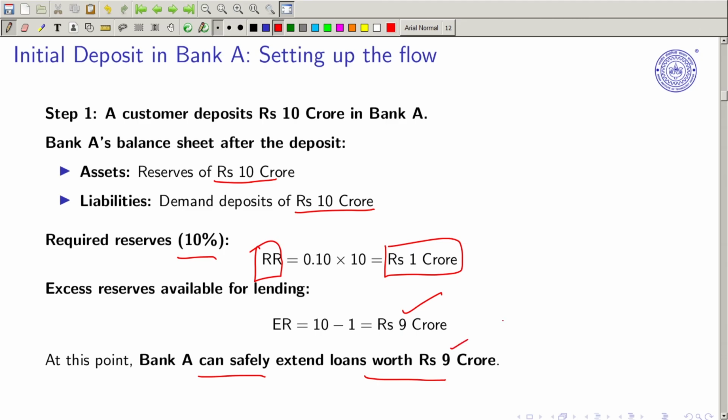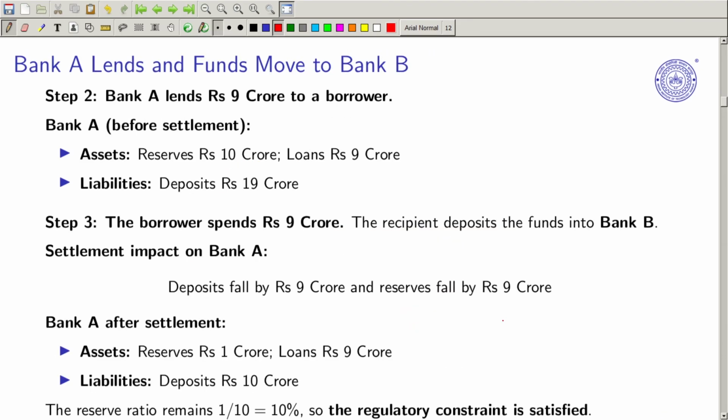So this is done. Now Bank A lends and funds move to Bank B. Bank A now lends rupees 9 crore to a borrower.